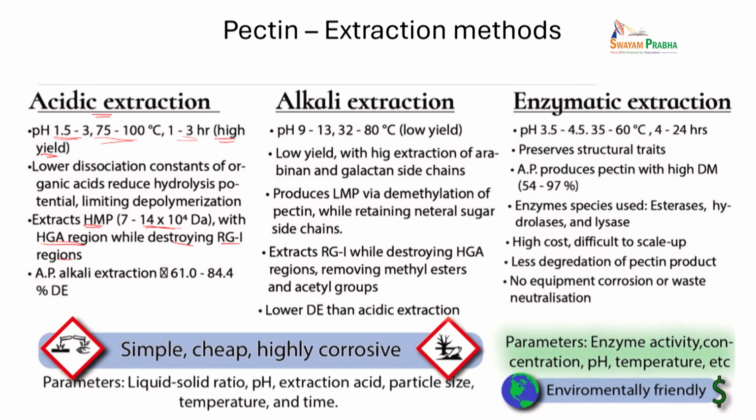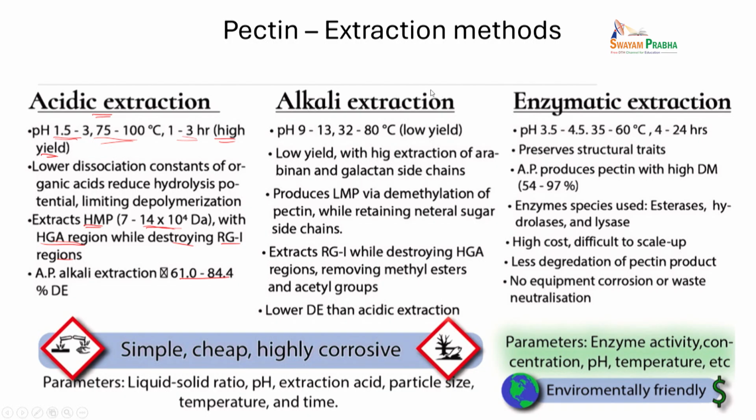So when you try to process apple pomace with acidic extraction, you mostly dissolve or destroy the hairy amorphous region, and you are mostly going to get the smooth region. Okay, so here is an example that the yield can be roughly between 60 to 80%, and a high degree of esterification is possible in this case.